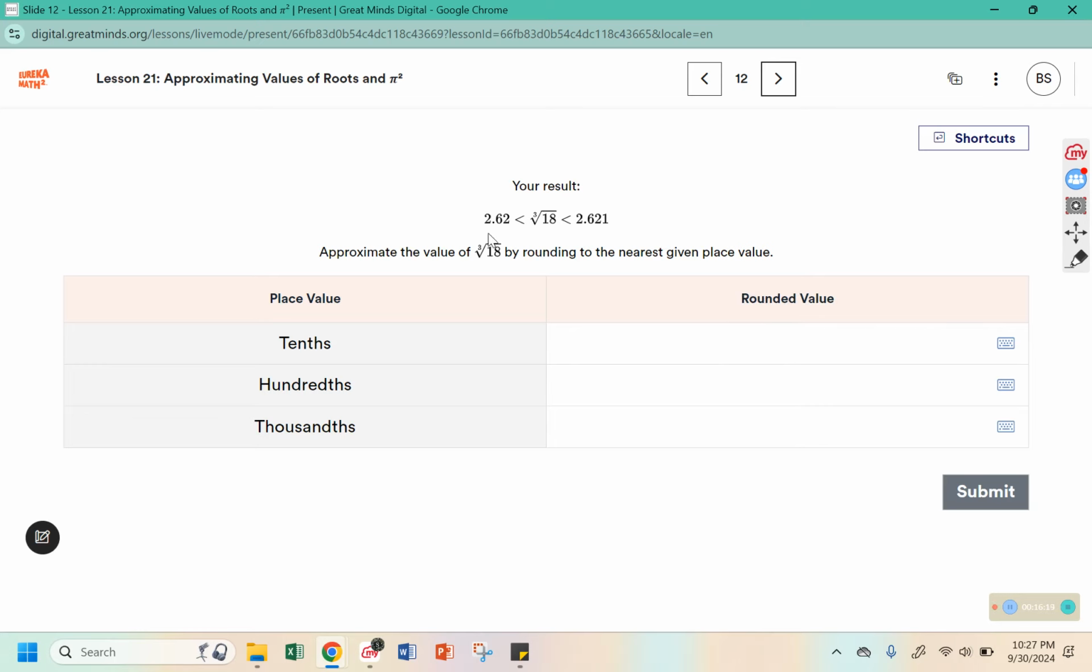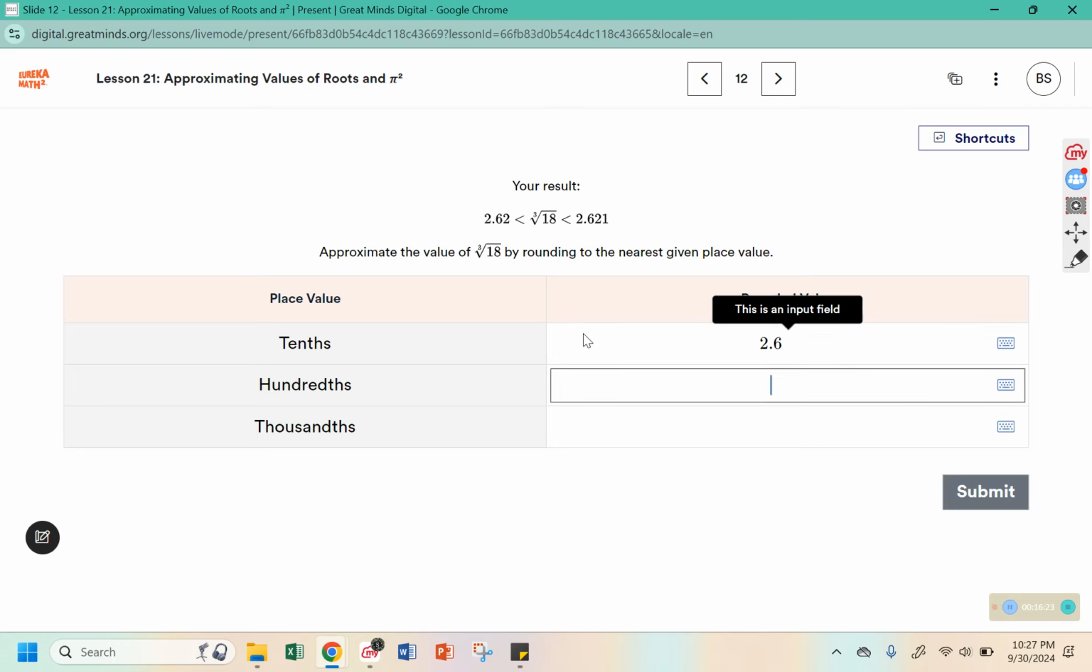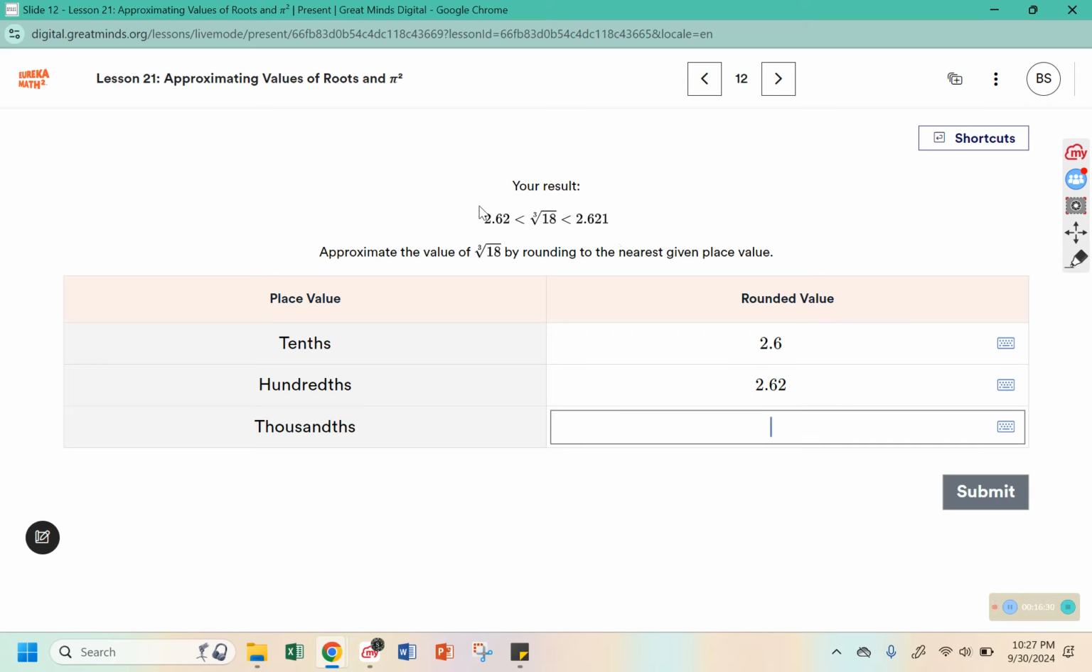So rounding to the tenths, the 2 lets the 6 stay. To the hundredths, a 0 and a 1 both keep it at 2.62. And then again, we're not sure what the next place value would be, if it would round it up to a 1 or if it would stay at a 2, but we are going to approximate too low, so that way if we need to adjust accordingly, we can.